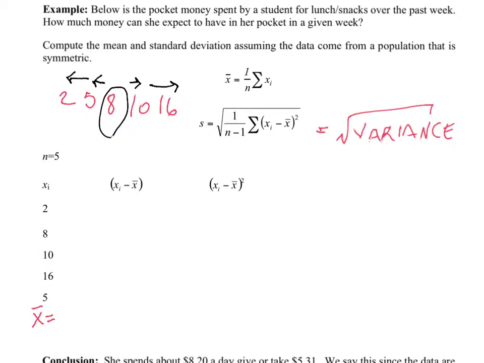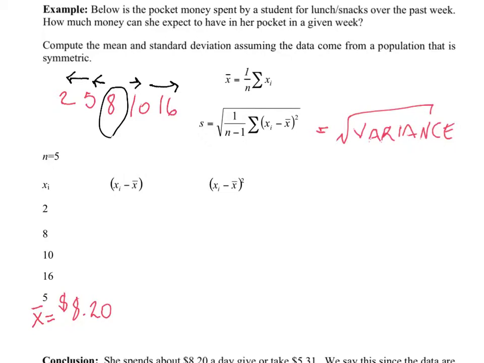So what do you get? In stat mode, I would punch 2, summation button, 8, summation button, 10, summation button, 16, summation button, and 5, summation button, and ask second function for the sample mean, and I get this is $8.20. So that is the sample mean. We have our center measure as the mean, the sample mean.